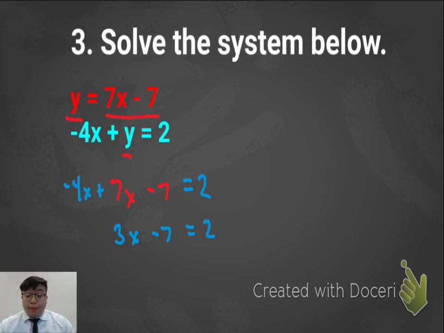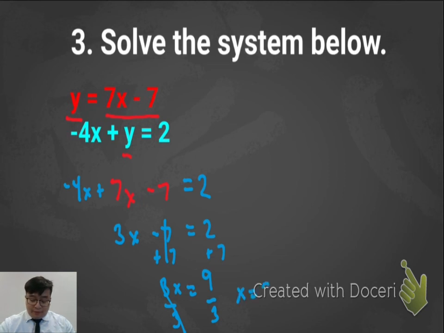How do I get rid of this minus 7? The opposite of subtraction is addition, so I'm going to add 7 on both sides. That leaves me with 3x over here. And what's 2 plus 7? 9. Okay. And then finally, how do I get rid of this 3 in front? I know that 3 is multiplying with x, so the opposite of multiplying is to divide. So what's 9 divided by 3? X is going to be 3.